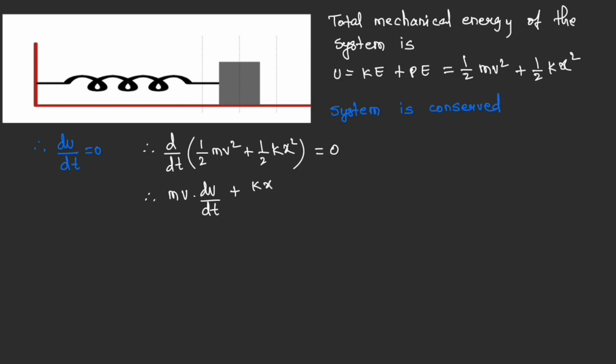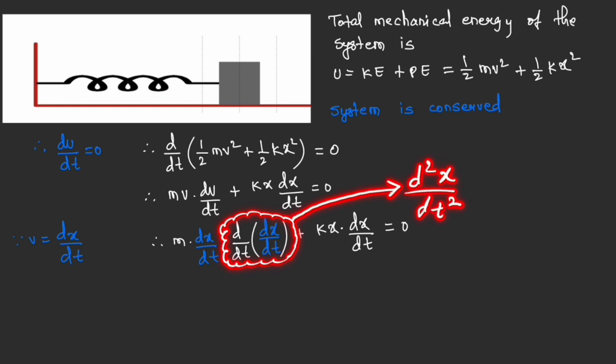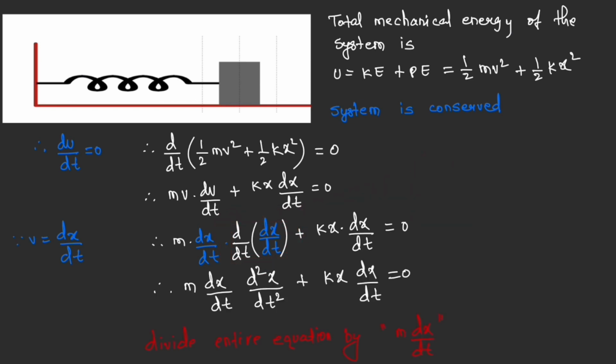Therefore, d by dt of half mv square plus half kx square equals 0. We get mv into dv by dt plus kx into dx by dt equals 0. Put v equals dx by dt. We get m dx by dt into d by dt of dx by dt plus kx dx by dt equals 0. We can write d by dt of dx by dt as d2x by dt square, that is the second order derivative of x with respect to t. Divide the equation by m into dx by dt.